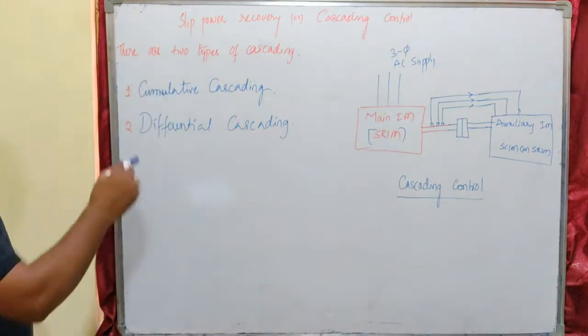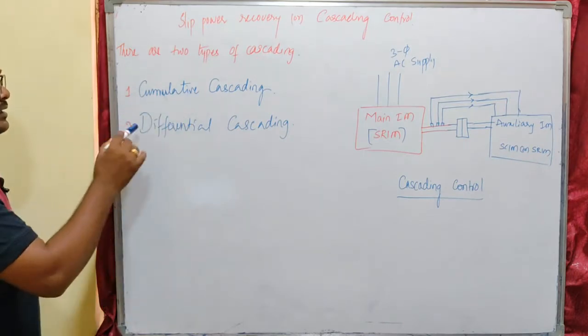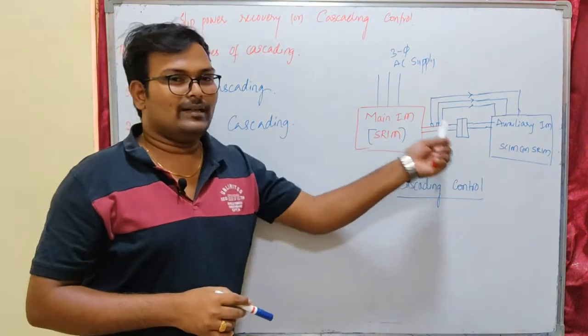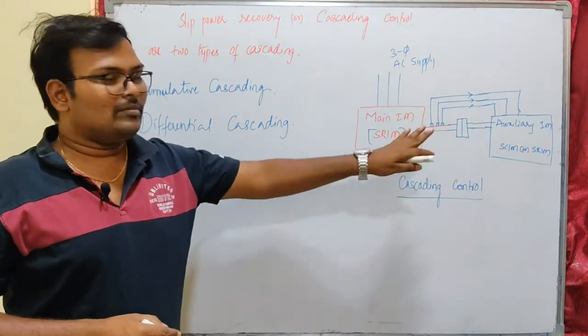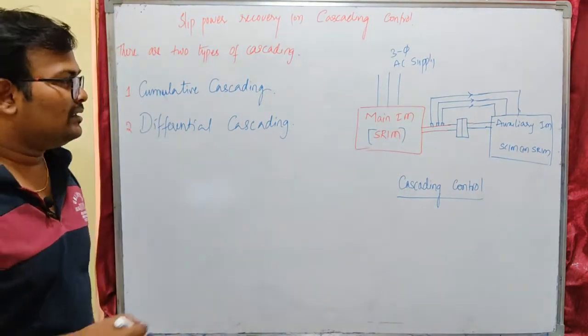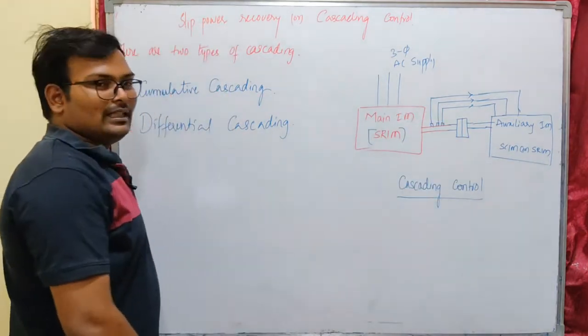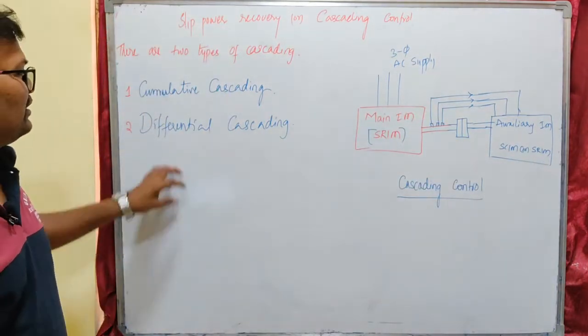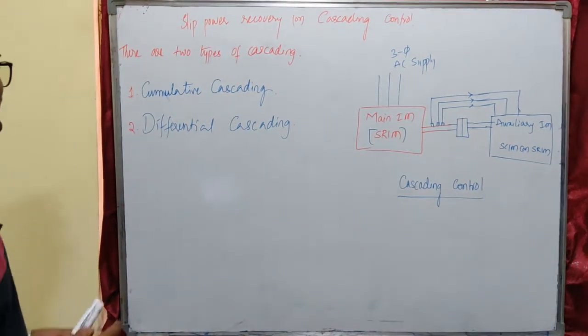There are two types of cascading here. One is cumulative cascading, which means the torques developed in the two machines will be added up, and the other is differential cascading, so that the torques in both the machines will be differential. That means if the phase sequence of this is ABC, we are going to change the phase sequence to ACB in the auxiliary induction motor, so that we can make it differential cascading. Now let us see what cumulative cascading is.